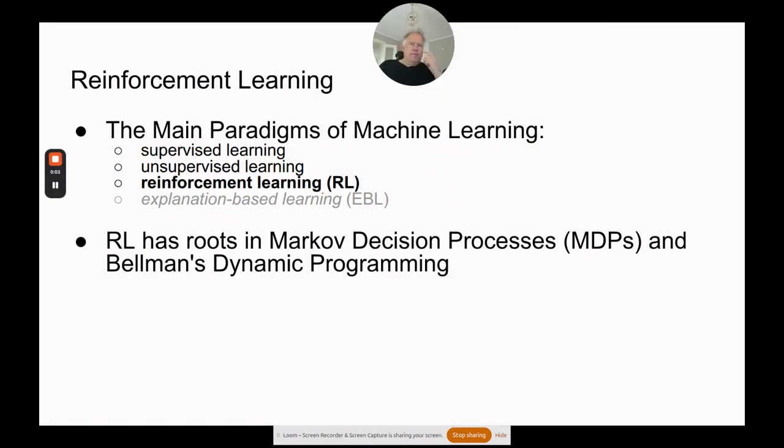Okay, guys, let's cover at least some of the introduction to reinforcement learning, because we'll find it useful later when we look at reinforcement learning via human feedback and reinforcement learning via verifiable rewards. So we want to build some background in this. Reinforcement learning has roots in Markov decision processes and Bellman's dynamic programming. So it goes back a long way.